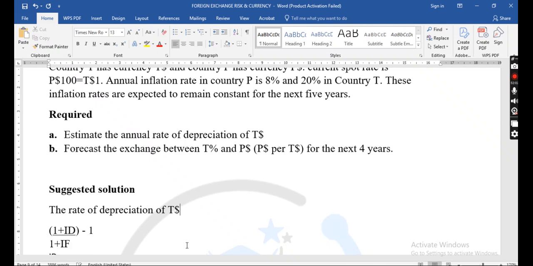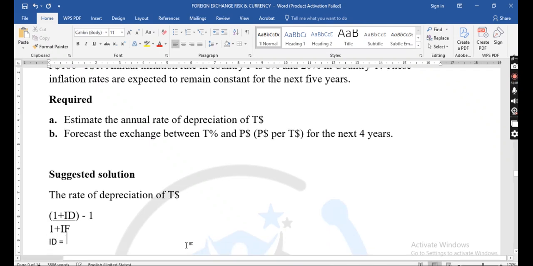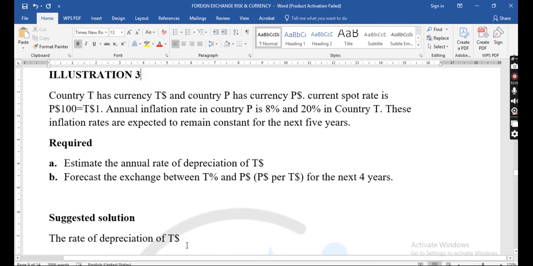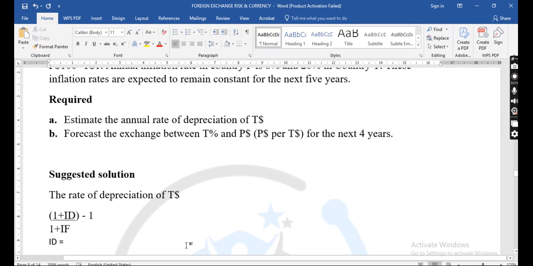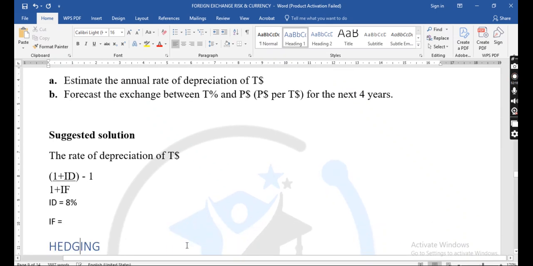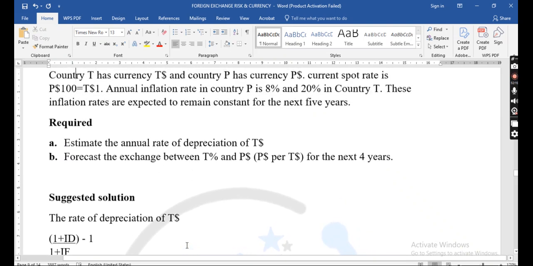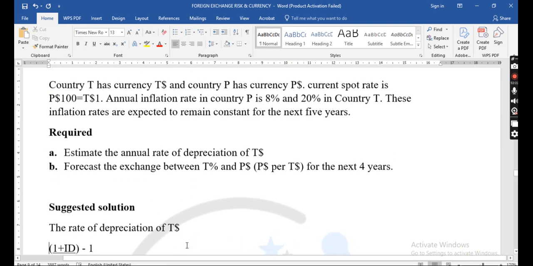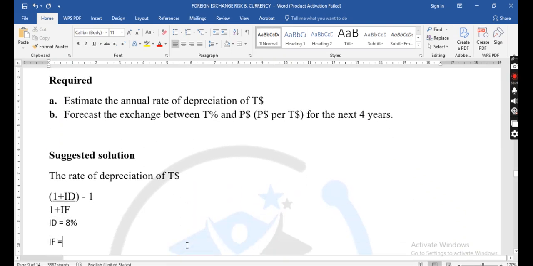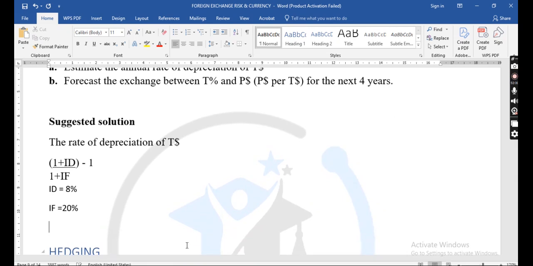Okay. So we can have the domestic. What is the domestic? PS, which is 8. Then the foreign is 20. So when you have this, what will be your percentage depreciation?